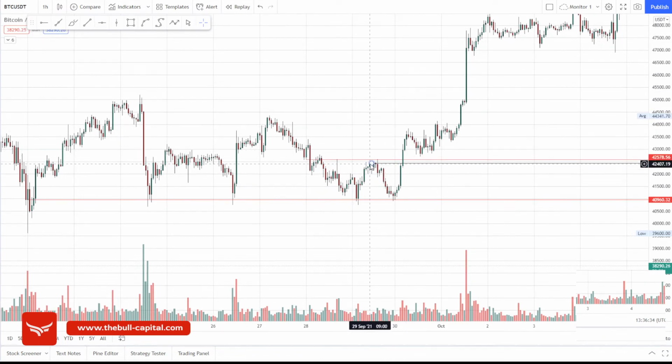So when we have a break level and a hold level close to each other, it's better to wait and see if it closes above this hold level, because it can have another rejection if you have a hold level close.